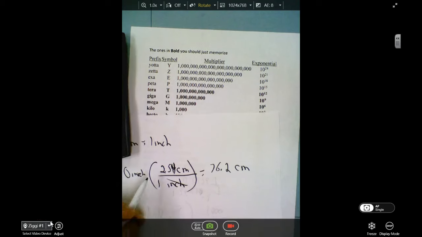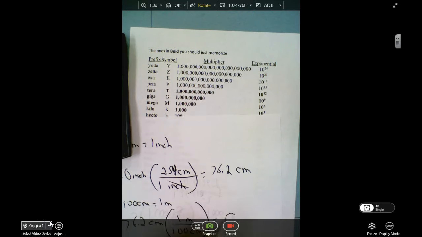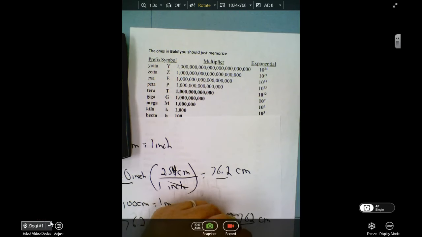centimeters. If I want to convert this to meters, I realize that there are 100 centimeters per 1 meter. And once again, I can go 76.2 centimeters. And I go 100 centimeters down here, 1 meter up here, and I get 0.762 centimeters. You notice I have 3 digits here because I have 3 digits there. 3 significant figures.